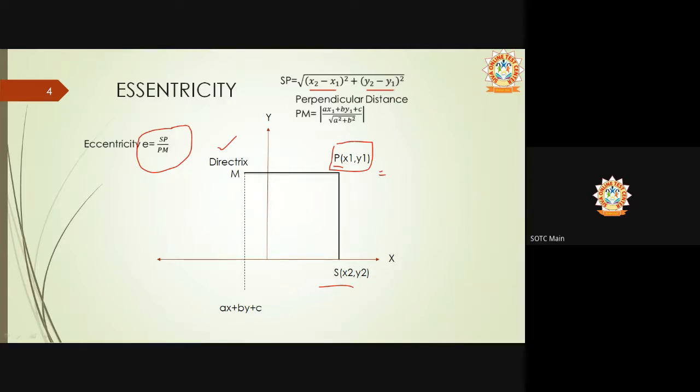Right? So next is PM, the perpendicular distance from this fixed point to the directrix M. It is given by mod of ax1 plus by1 plus c, divided by the square root of a square plus b square. This is your perpendicular distance from the fixed point to the directrix. The directrix is denoted by ax plus by plus c, and we substitute x and y with the point P, x1 y1. Right? So this is how you calculate the eccentricity.